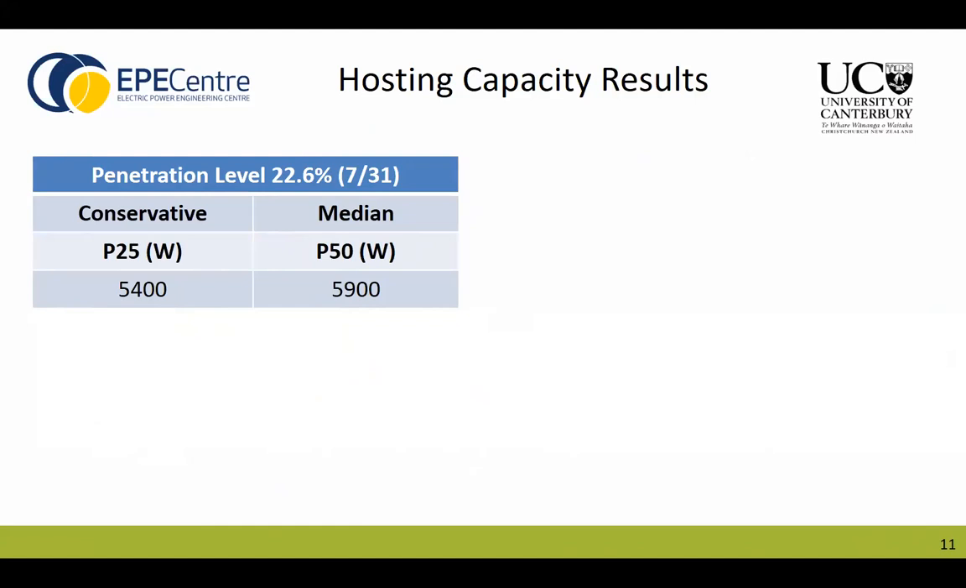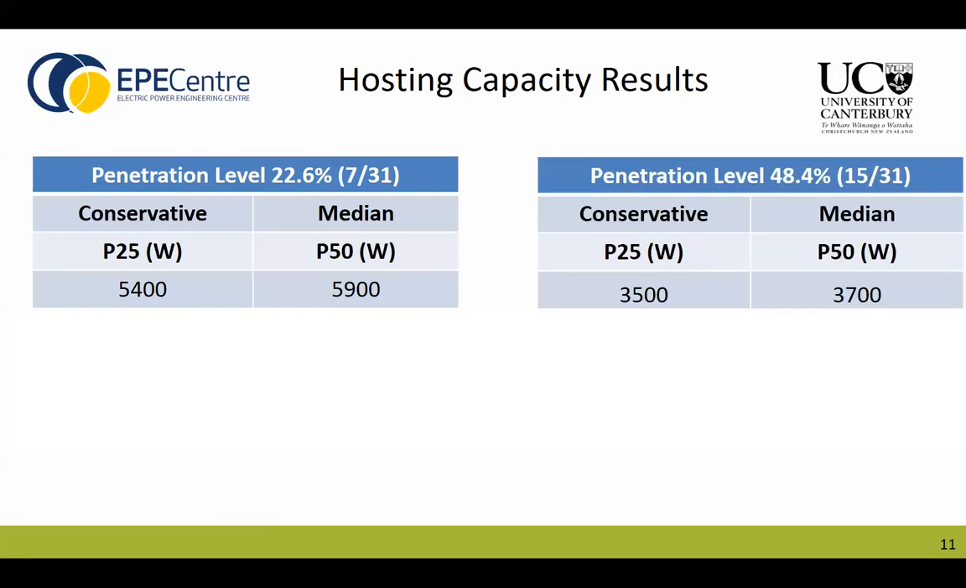That means that for a hosting capacity of 5,400 watts, there's actually 75% of that distribution that has a hosting capacity higher than that. If you're feeling less conservative and you don't need to be that conservative, you can use the median result. So half of the network results will have hosting capacity higher than 5,100. I've just shown two penetrations here, and the tool shows 4. So this gives you an idea of basically the strength of that network to host PV.